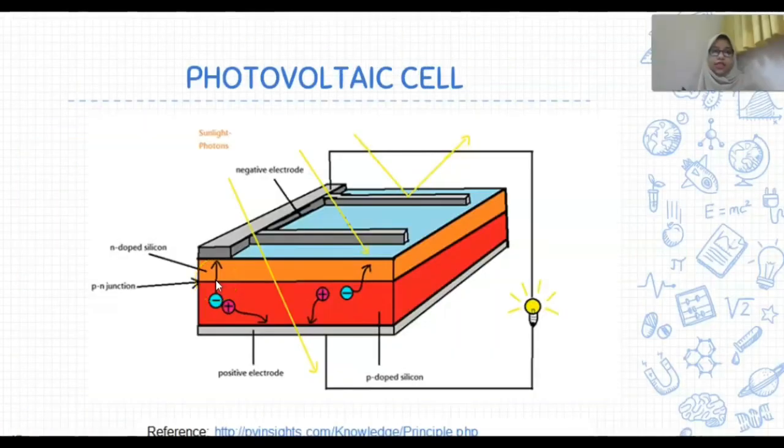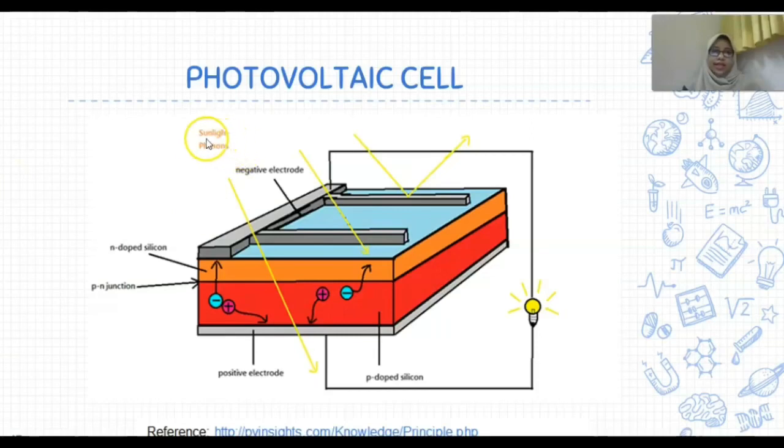So as you guys can see here, this is some example of the photovoltaic cell. This arrow means there are some photon that is reflected and lost due to the surface reflections. Due to this condition, usually in photovoltaic cell, they will add anti-reflective coating to minimize the loss of the photons.